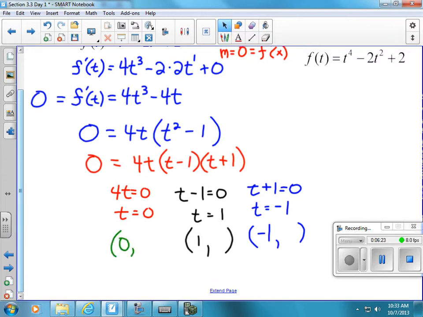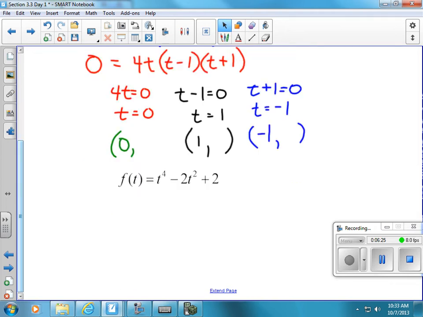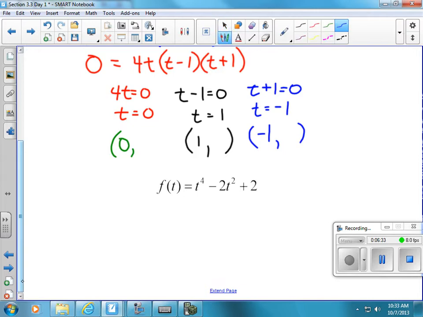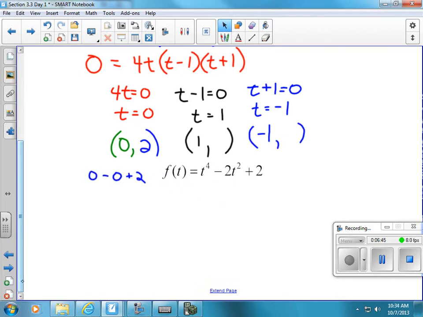All right, so here's our original function. And the function value, or the y value, is when we plug in each of these t's. So let's plug in a 0 into the function, and we get 0 minus 0 plus 2. So this point is (0, 2). The second point is when we plug a 1 into this equation. So we have 1 to the 4th minus 2 times 1 squared plus 2, which is 1 minus 2 plus 2. That gives us a 1 for our y value.